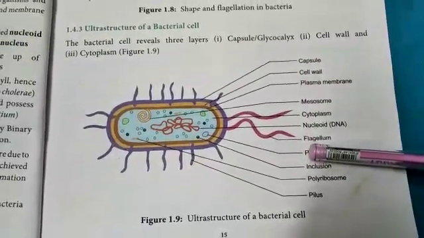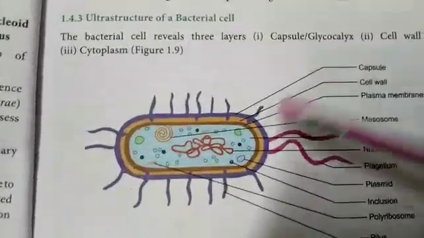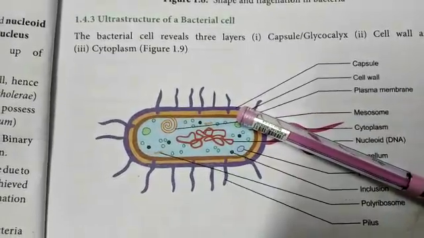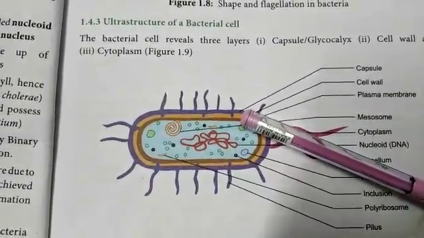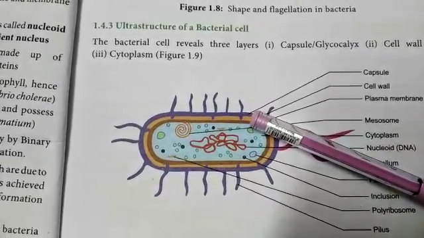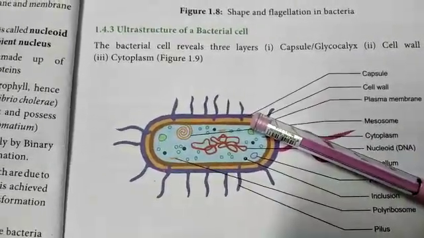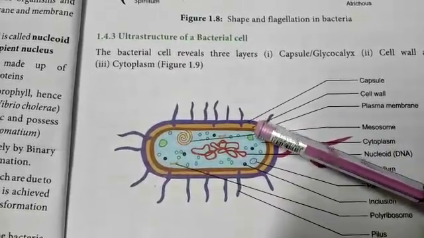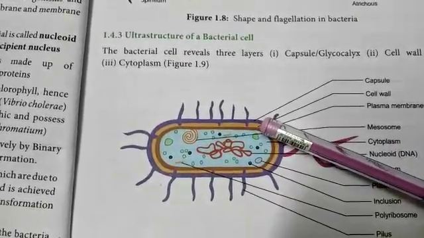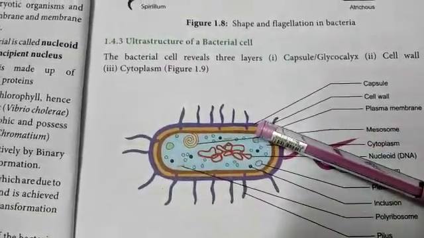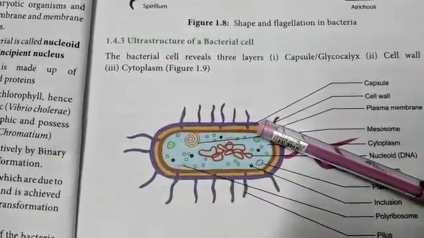The first one is the capsule or glycocalyx. It is surrounded by a gelatinous substance and composed of polysaccharides and polypeptides. This thick layer of glycocalyx is bound tightly to the cell wall, so this is known as a capsule.